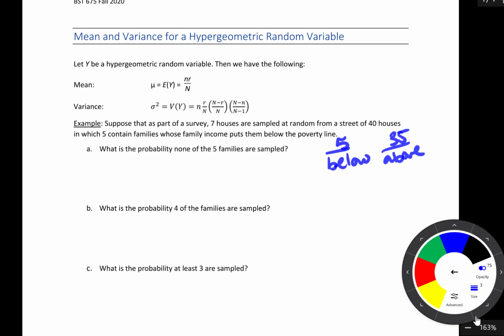So what is the probability that none of the 5 families are sampled? In other words, we're looking for the probability that capital Y is equal to 0, because we're going to let capital Y denote the number of families who are below the poverty line. So what this says is of those 5 families that are below the poverty line, we're going to choose 0 of them. And of those 35 that are above the poverty line, we're going to choose 5 of them. And then in the denominator, we account for the overall ordering of choosing 5 households from the total of 40.